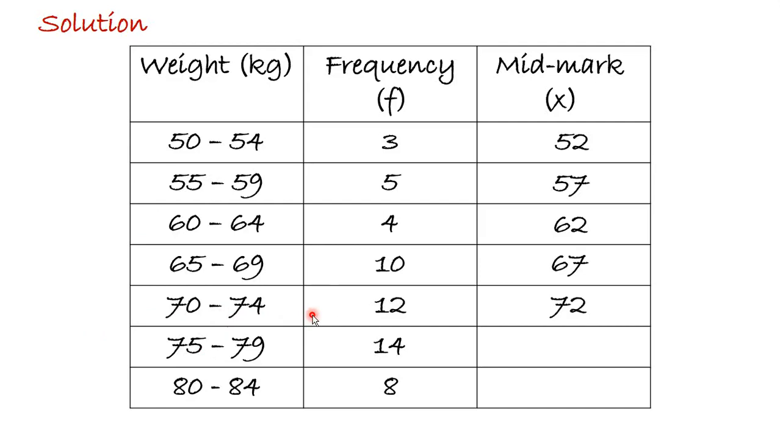Then we have 75 plus 79 divided by 2, that gives us 77. And then lastly we have 80 plus 84, that is 164, divided by 2, which gives us 82. So there we have the mid-marks. And after that, we are now going to plot the frequency polygon.